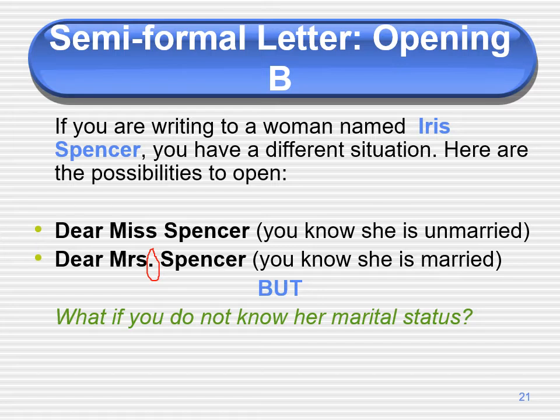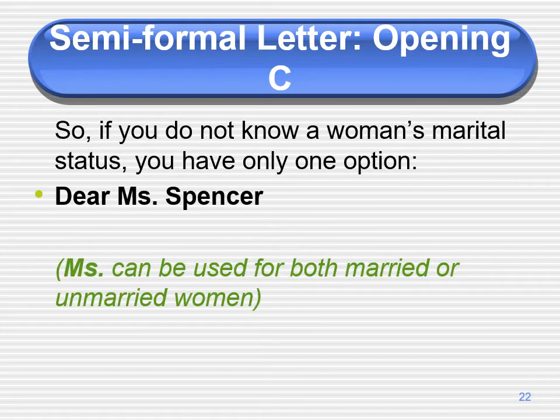So when you write dear Miss Spencer, you know that she is unmarried. But when you write dear Mrs. Spencer, you know that she is married. But what if you do not know her marital status? Then what do you write? You cannot say Miss Spencer to somebody who's married, and you cannot say Mrs. Spencer to somebody who's not married. So if you do not know a woman's marital status, then you have only one option: dear Ms. Spencer.